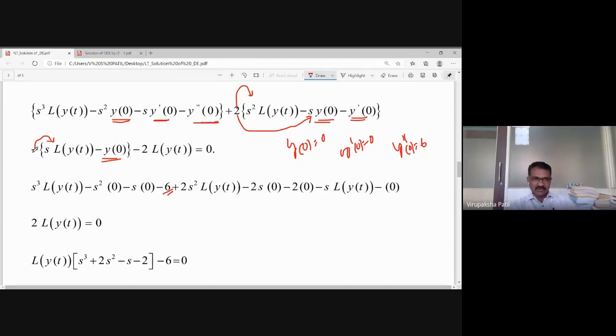Then minus into minus is plus. I am sorry, I wrote minus here. So minus into minus is plus, and it becomes y at 0. y at 0 is 0, as written here. Then this minus 2 times L of y of t is equal to 0. Okay. Now, is it okay?